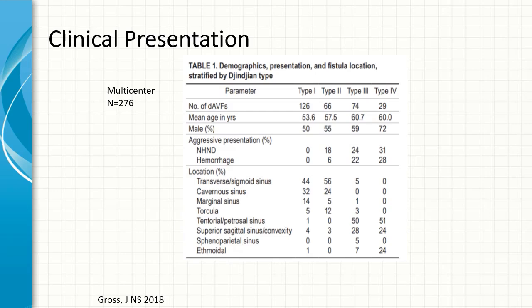Let's look further at the demographics and presentation of patients with dural AV fistula by reviewing this table from Gross et al., a multi-center study looking at 276 dural AV fistulas. I first draw your attention to the type 1 dural AV fistulas, those without cortical venous drainage. Important to note is that it's rare to have non-hemorrhagic neurologic deficit or hemorrhage at presentation. Patients may have pulsatile tinnitus, but again, hemorrhage is rare. I'll also draw your attention to this line where the most common location for type 1 are the transverse sigmoid location and the cavernous sinus location.